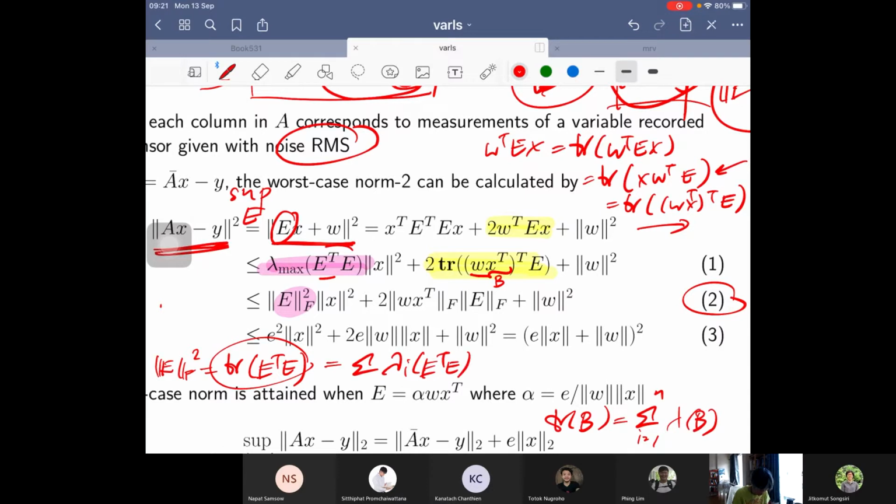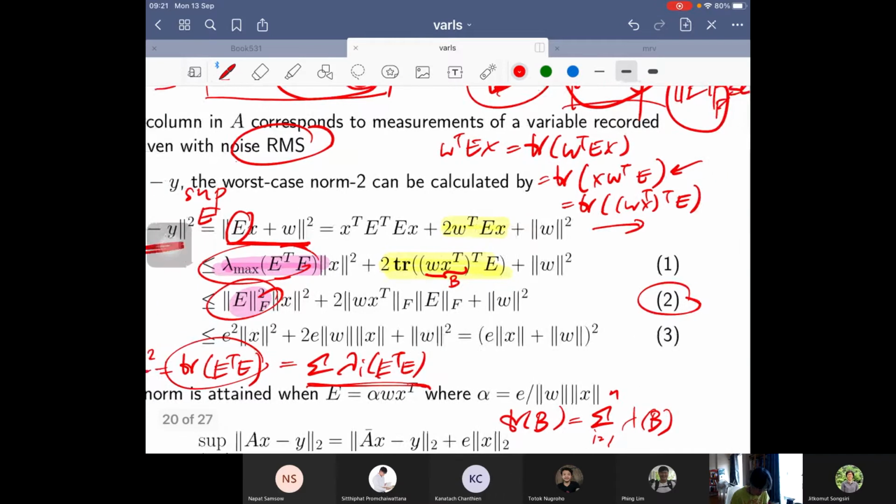And now try to think about this relation. Why is the maximum eigenvalue of E transpose E bounded by the Frobenius norm? Not hard, right? As you see this relation.